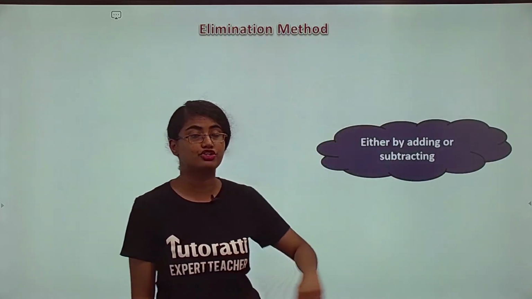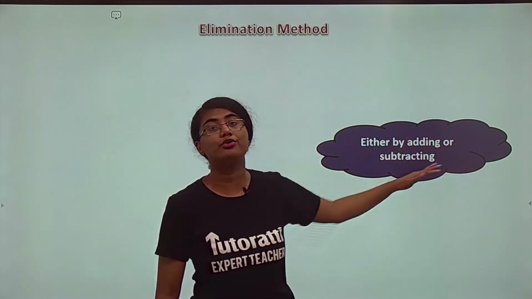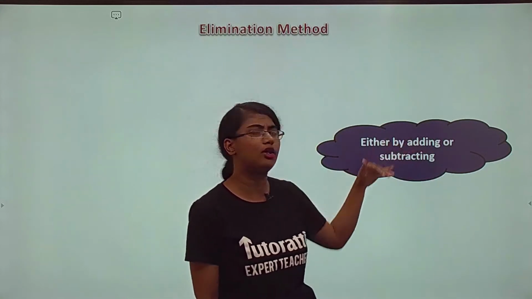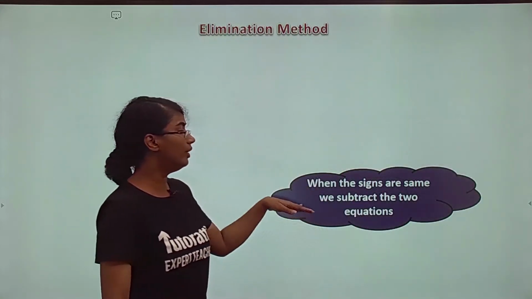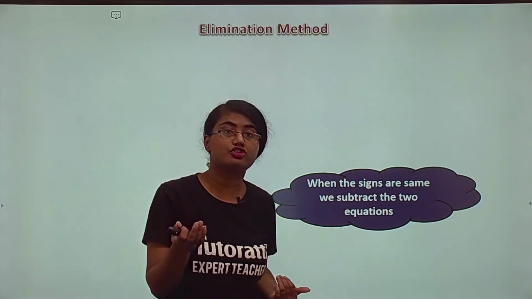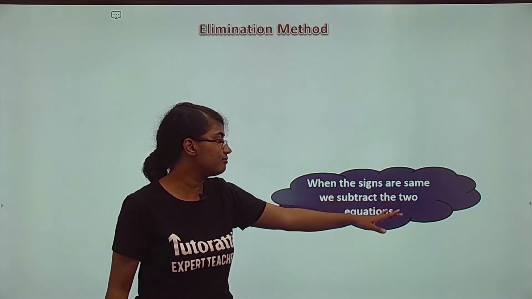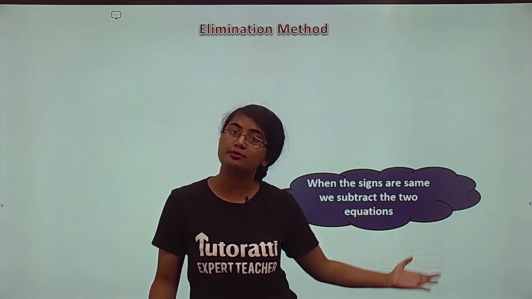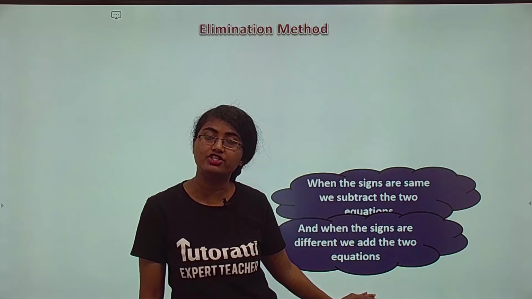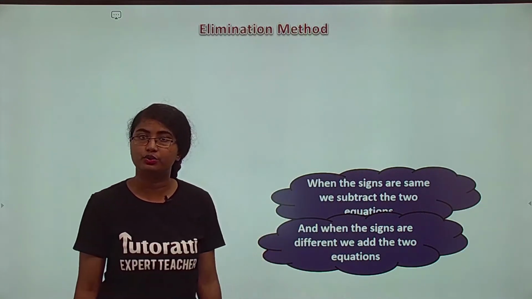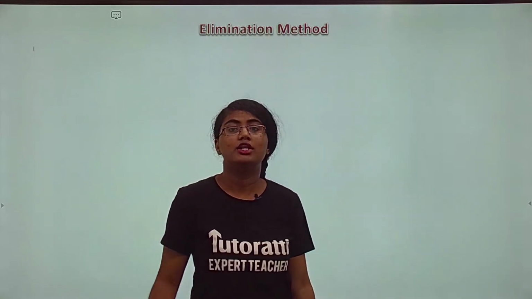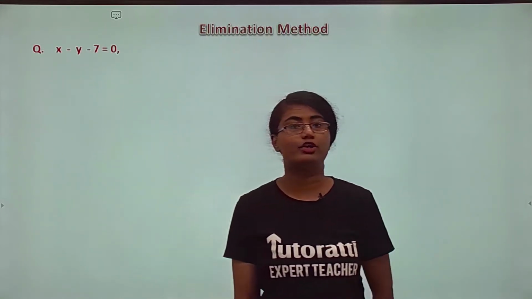Now for elimination, you either need to add or you need to subtract. Now how are we supposed to decide to add or to subtract? When the signs are the same. Signs of what? Signs of your coefficients. When the coefficients have the same signs, then we are supposed to subtract the two equations. But if the coefficients have different signs, then we are supposed to add the two equations. Now, we saw the theory. Let's take one example and then try to understand.